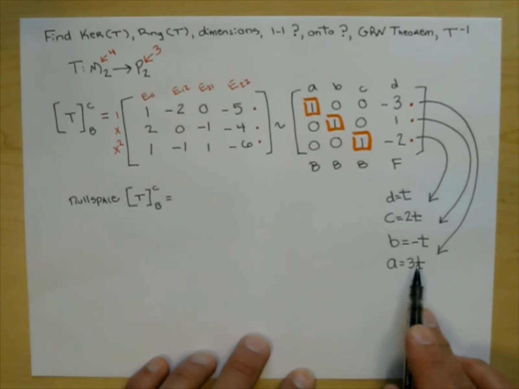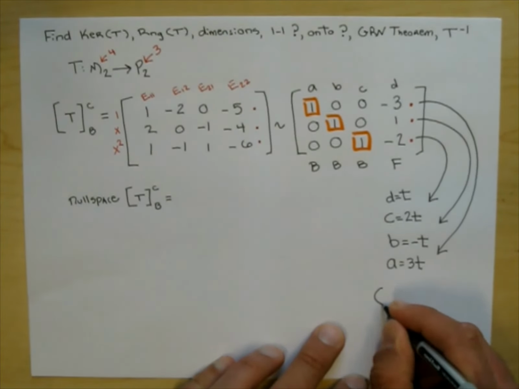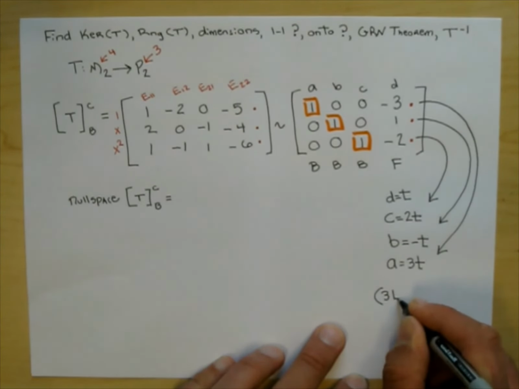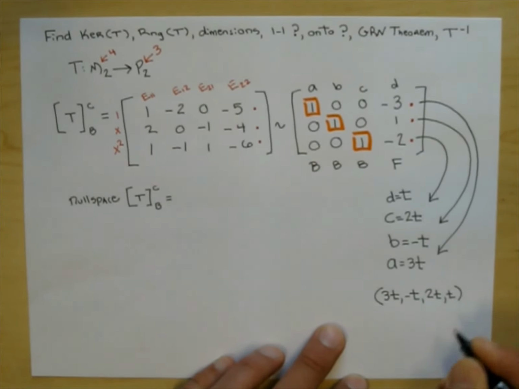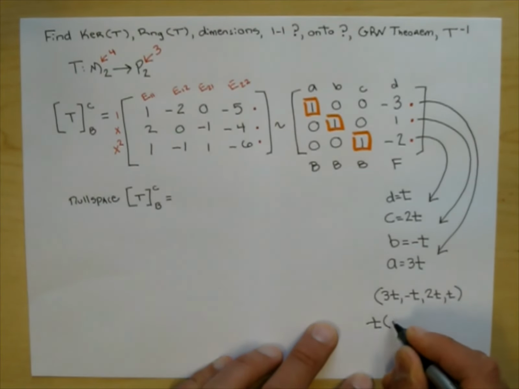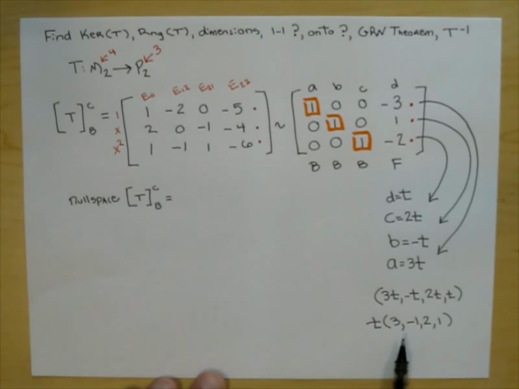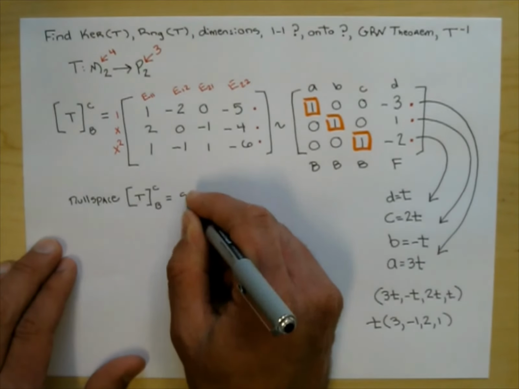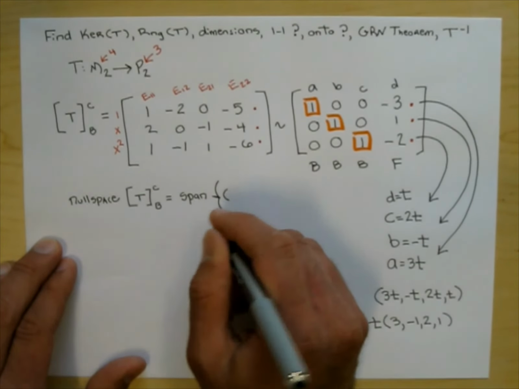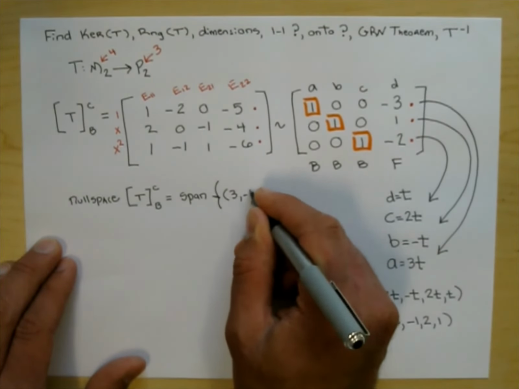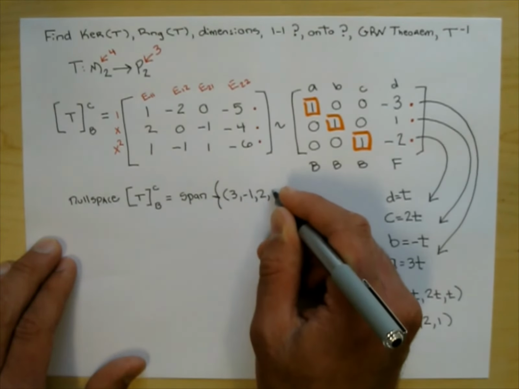Well, if you list this off as an ordered quadruple, you end up getting 3t, negative t, 2t, t. And you factor, which is really just a factor, you get t times (3, negative 1, 2, 1). So that is the vector that we have there. There's only one. It's a linear combination of one vector, so the null space is going to be the span of just that one vector, which is (3, negative 1, 2, 1).